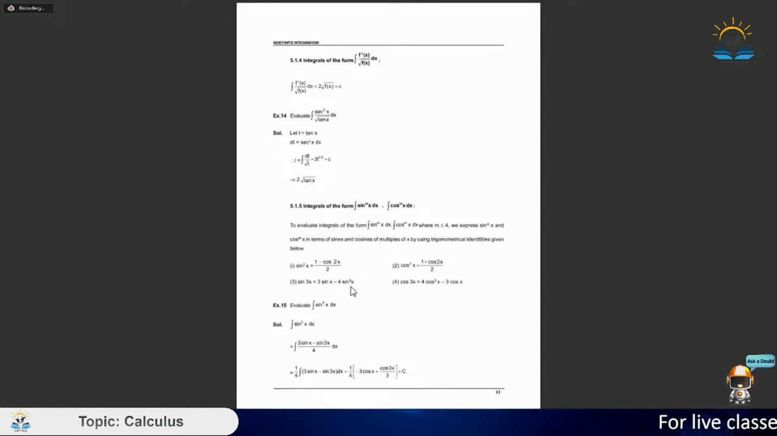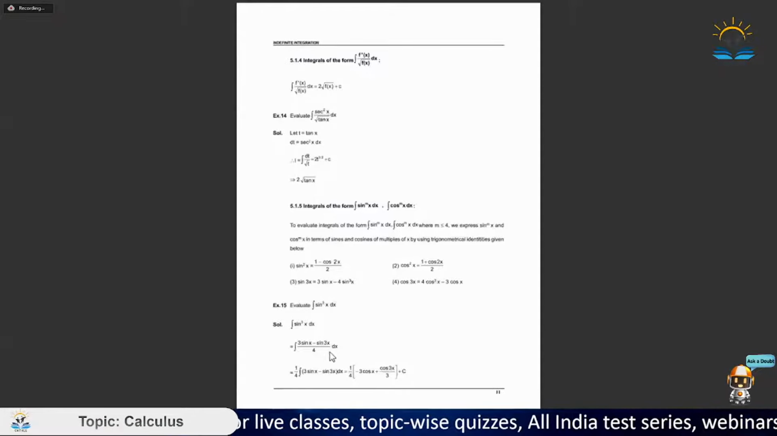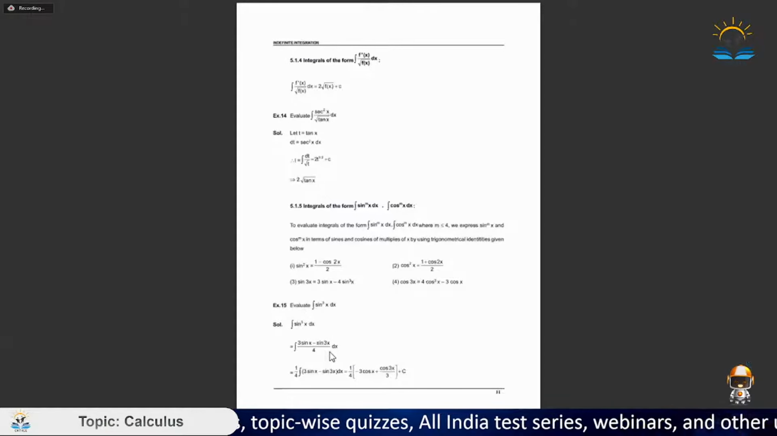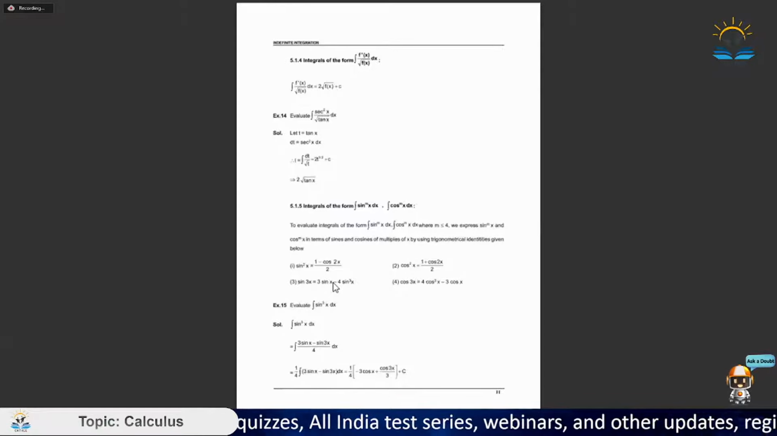For sin cube x, we will be using this identity, because for sin cube x we do not directly have an integration, and also for cos cube x we directly do not have an integration. But for sin 3x and 3 sin x we have learned the integration. So this is a form. Let us first complete the five different types of forms of integration, and then we will see the questions.